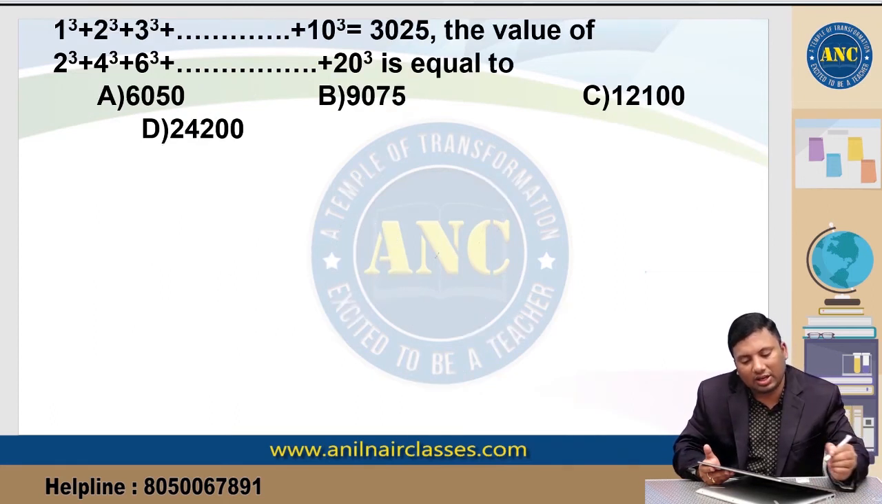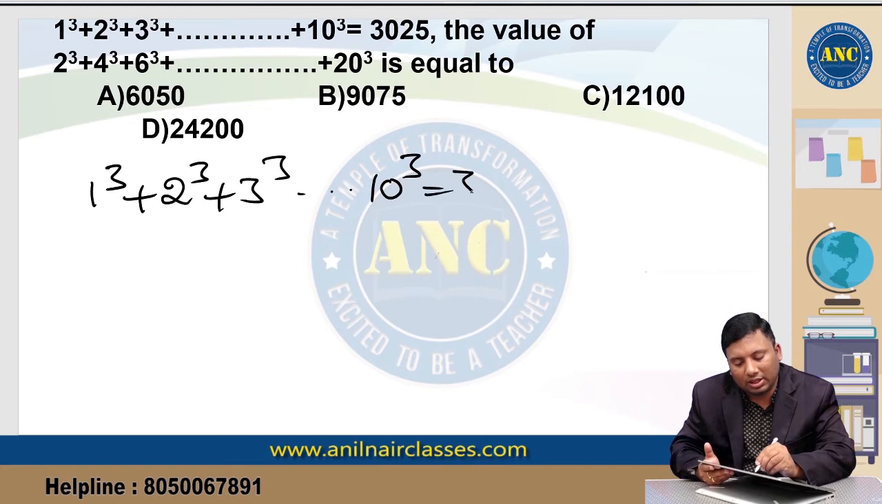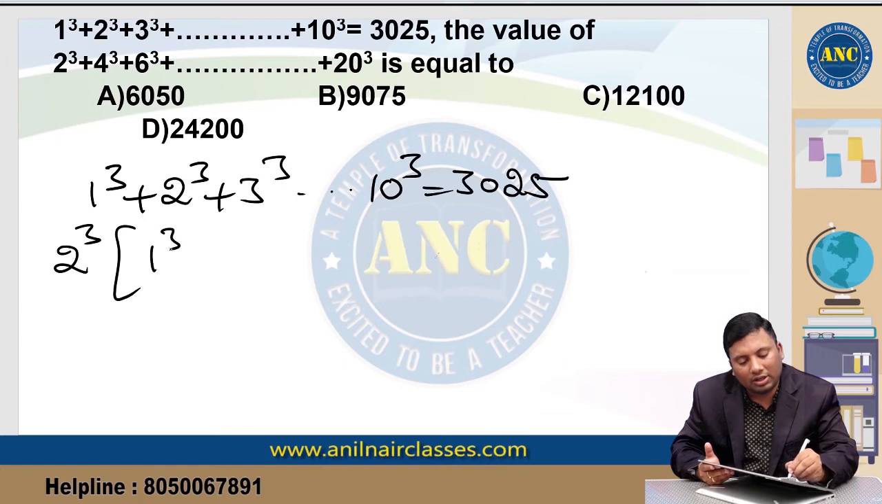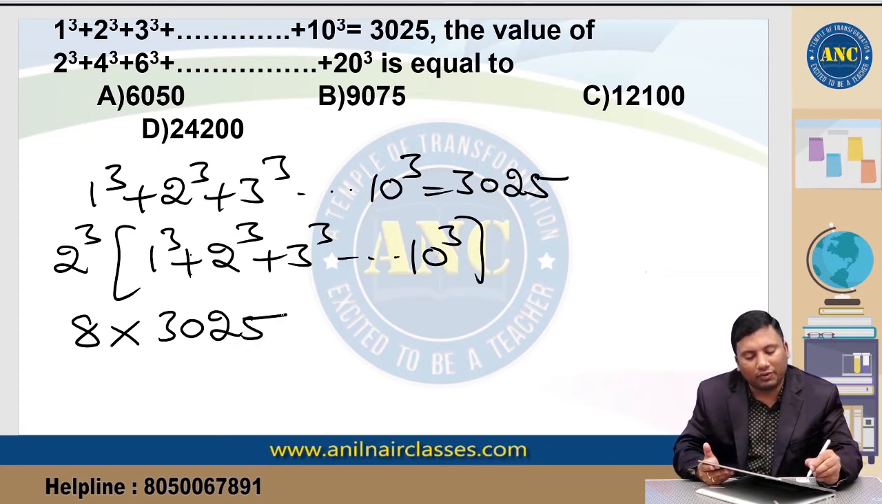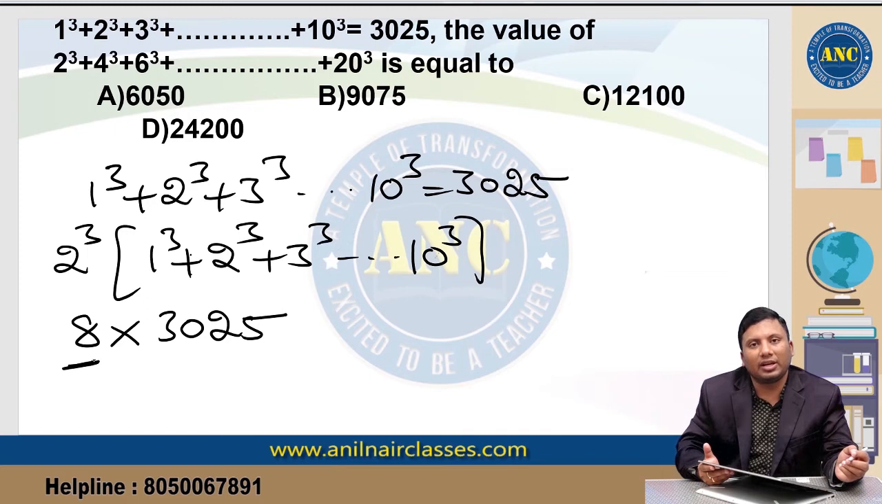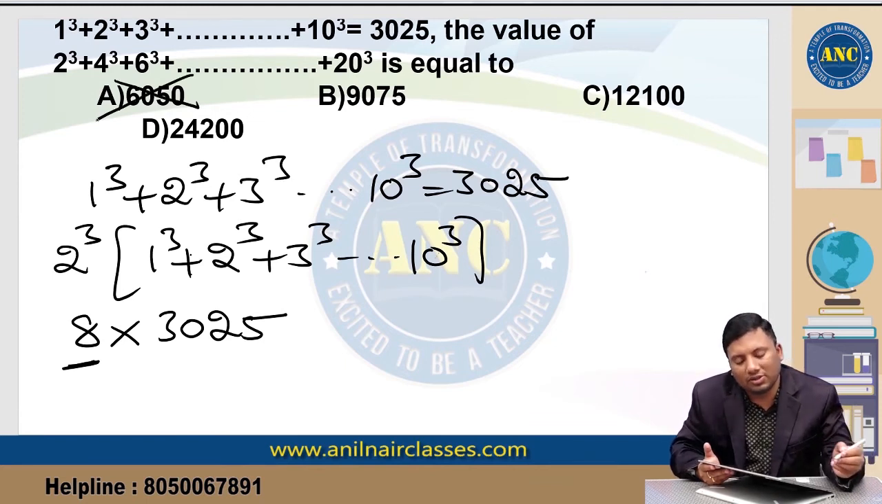Suppose the next logic: 1 cube plus 2 cube plus 3 cube and so on up to 10 cube is nothing but 3025. Suppose I take 2 cube common, these are nothing but 1 cube plus 2 cube plus 3 cube and so on up to 10 cube. So this is nothing but 8 into 3025. The answer should be divisible by 8. If the answer is divisible by 8, it should be divisible by 4. Right? Any number divisible by 8 should also be divisible by 4.